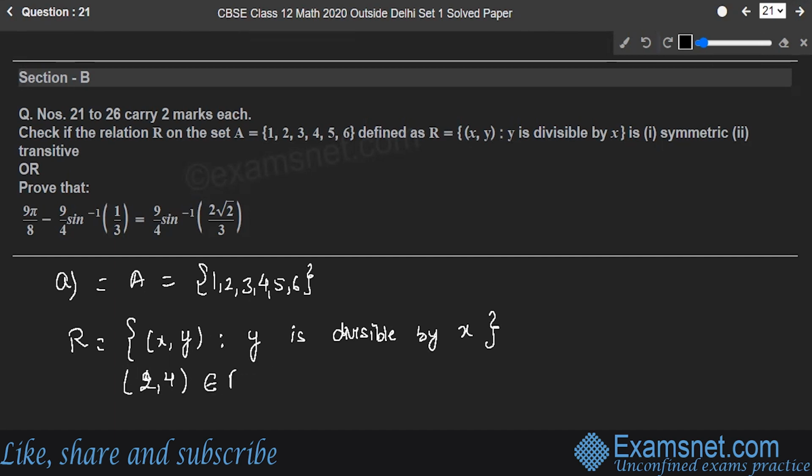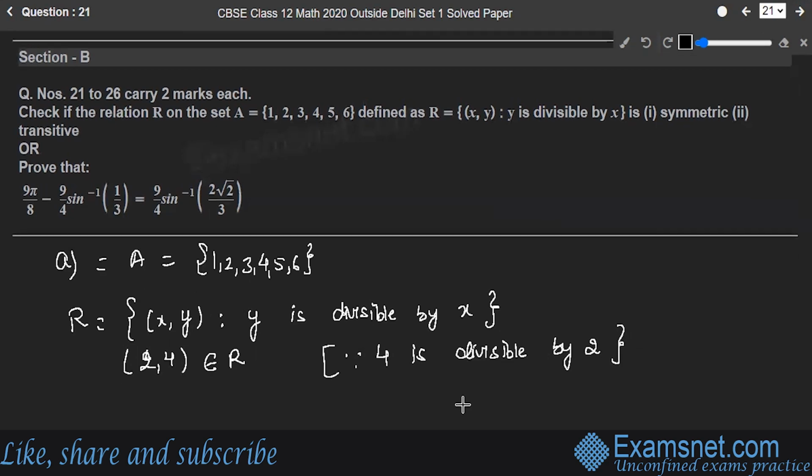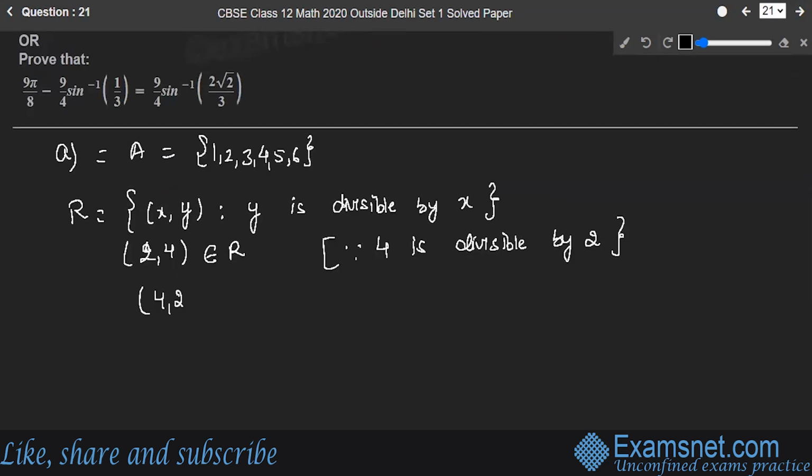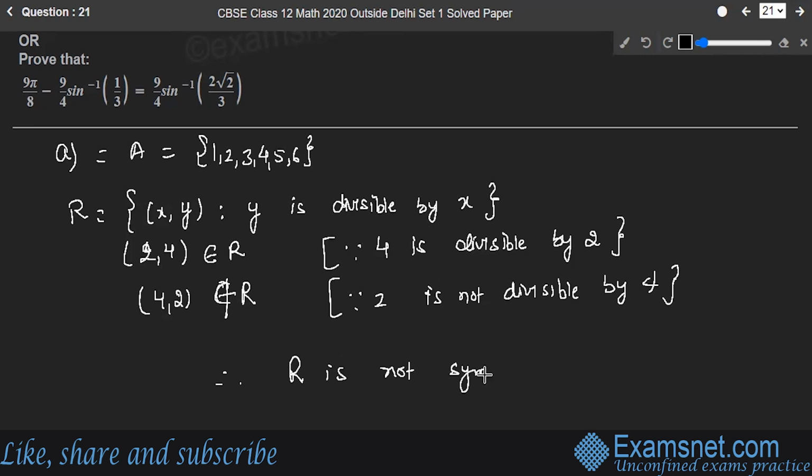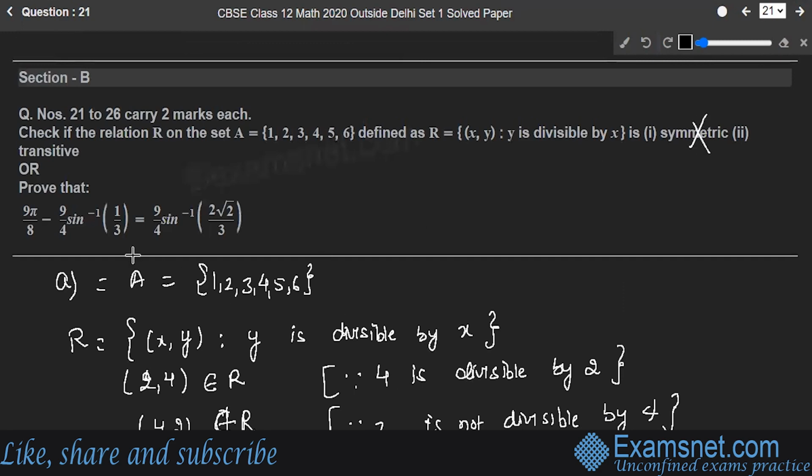Right now (2, 4) belongs to this relation because 4 is divisible by 2. But if I say (4, 2), it does not belong to the set R. Why? Because 2 is not divisible by 4. Therefore, this relation is not symmetric. Now we are out of the first option.